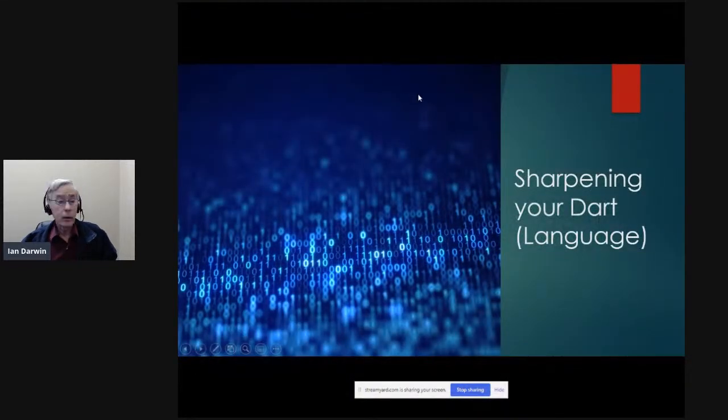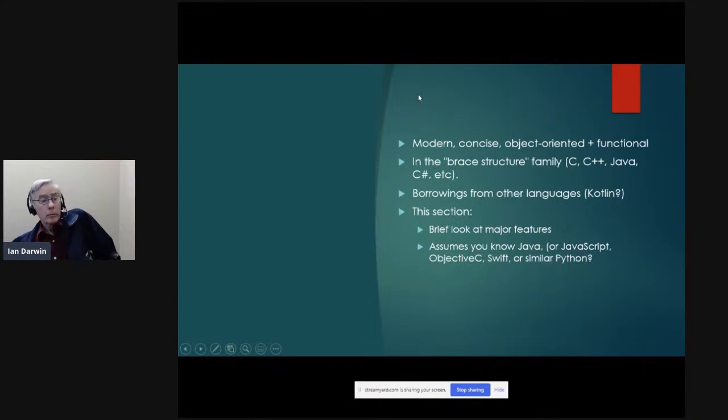So, the Dart language: modern, concise, object-oriented, and functional. Syntactically, it's in the brace structure family, where C, C++, Java, C#, and so on all borrow from the C language, which in turn borrowed from BCPL. Everybody borrows from somebody at some point. And some borrow from other languages like Kotlin.